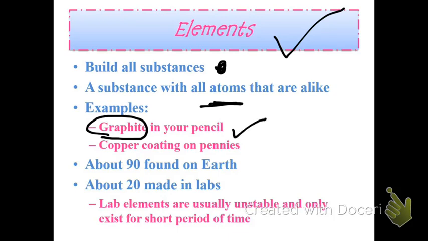If we talk about the copper coating on pennies, that copper is made up of all copper atoms. Okay, there's about 90 that are found naturally on Earth, and there's about another 20 that are made in labs. And usually those lab elements are unstable and they don't last for very long.